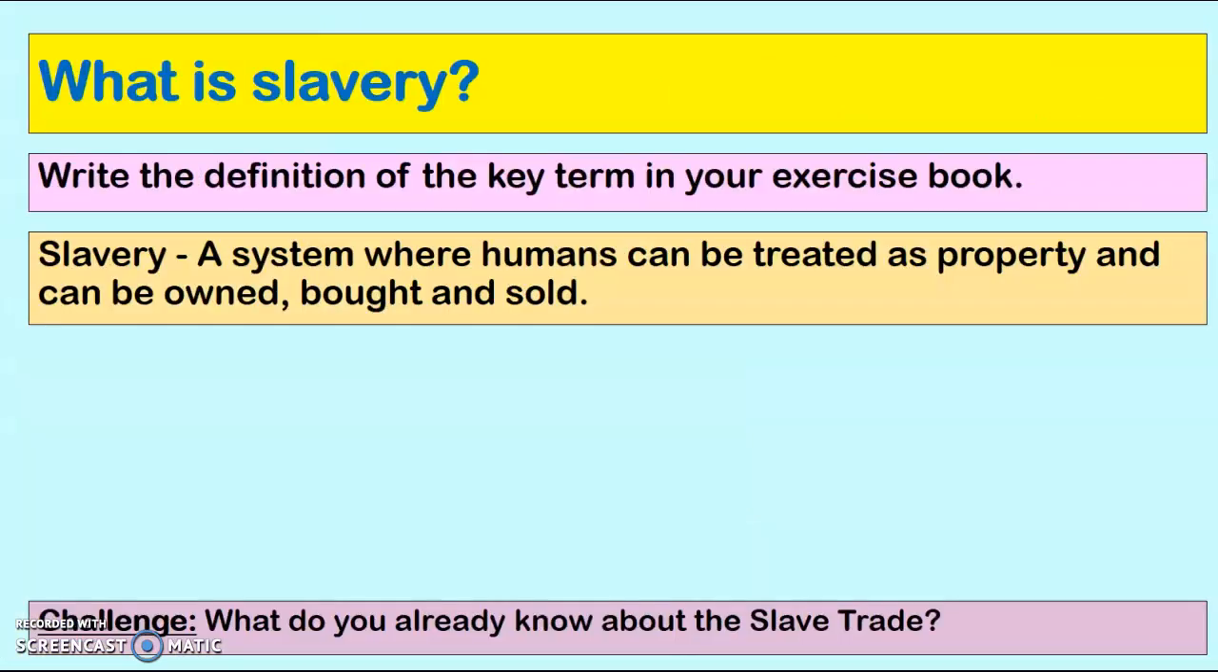Okay, so hopefully your definition looks something like the one on the screen here. It says slavery is a system where humans can be treated as property and can be owned, bought, and sold. If your definition is similar to that, then give it a tick. If not, then edit it to make it more similar.